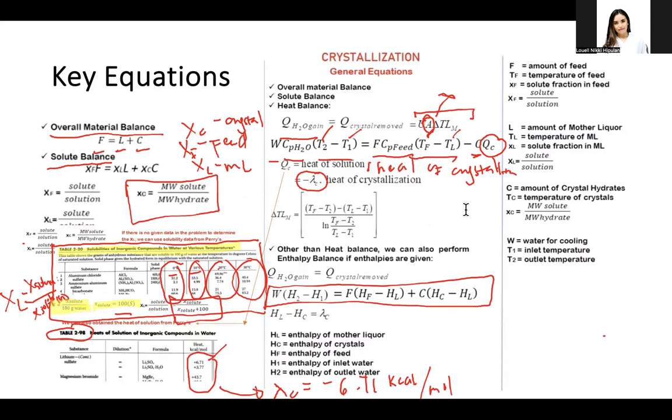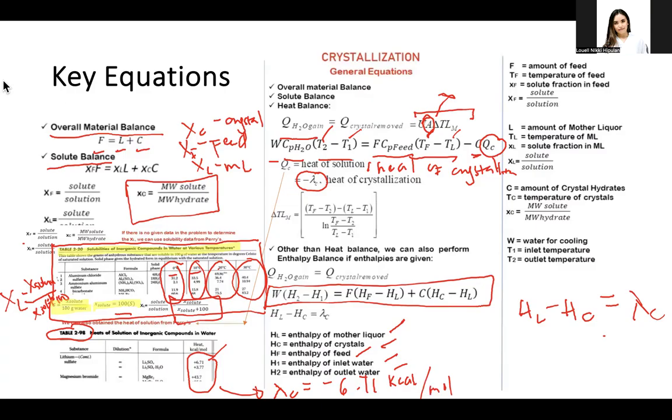It's just expressed in terms of enthalpy. So HF, that is the enthalpy of your feed. HL, that is the enthalpy of your mother liquor. HC, enthalpy of crystals. H1, enthalpy of inlet. H2, enthalpy of your outlet. And for HL, you have this formula: the enthalpy of your mother liquor minus the enthalpy of your crystal is equal to the heat of crystallization, which is the negative of heat of solution.